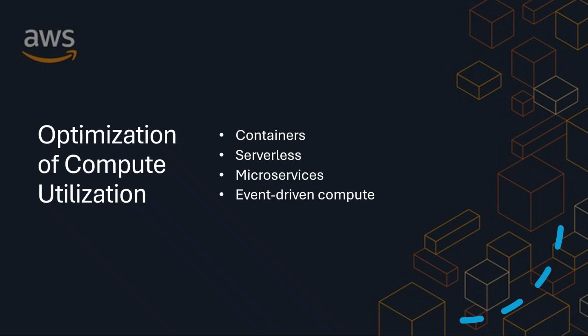AWS encourages architects to shift away from fixed, static compute wherever possible. Compute-efficient patterns like containers reduce the overhead by packing workloads efficiently. Serverless ensures you pay only for the actual usage instead of pre-provisioned capacity. Microservices break large monolithic applications into smaller, independently scalable components, ensuring that only what needs scaling actually scales. Event-driven compute like Lambda and Step Functions eliminates idle compute costs completely.